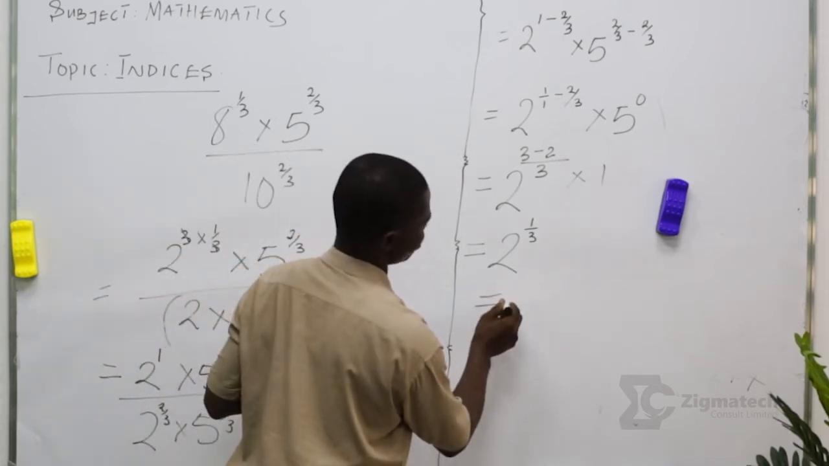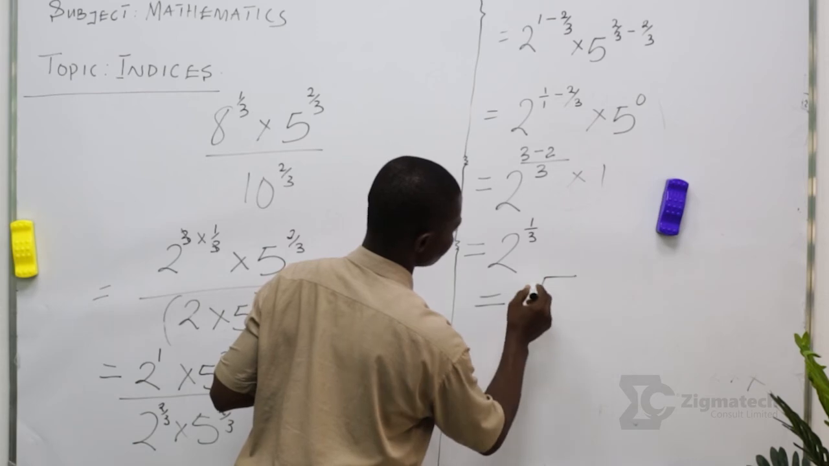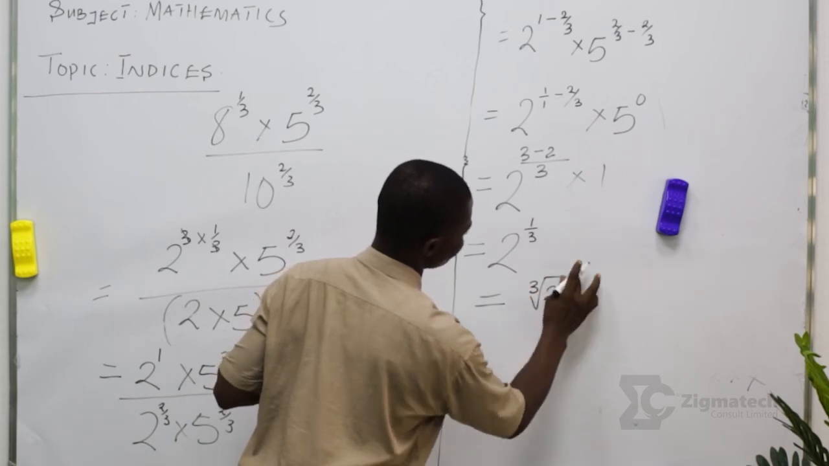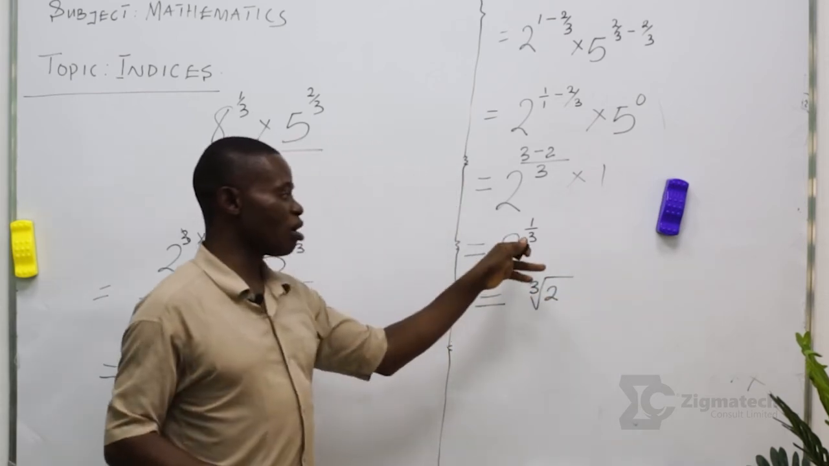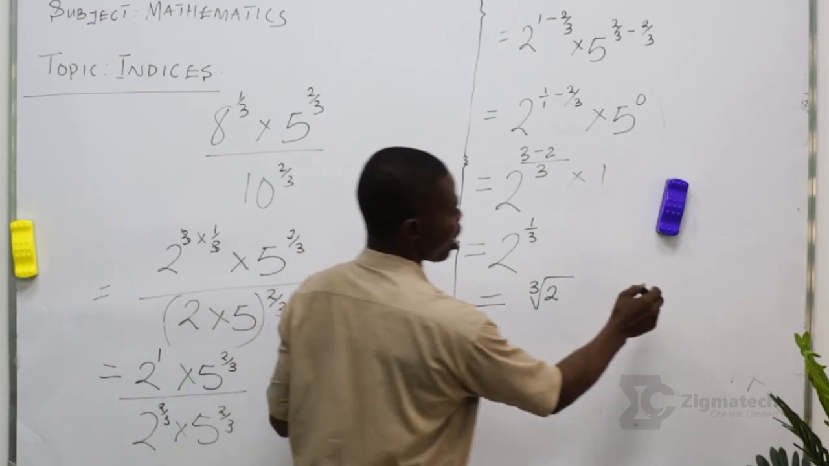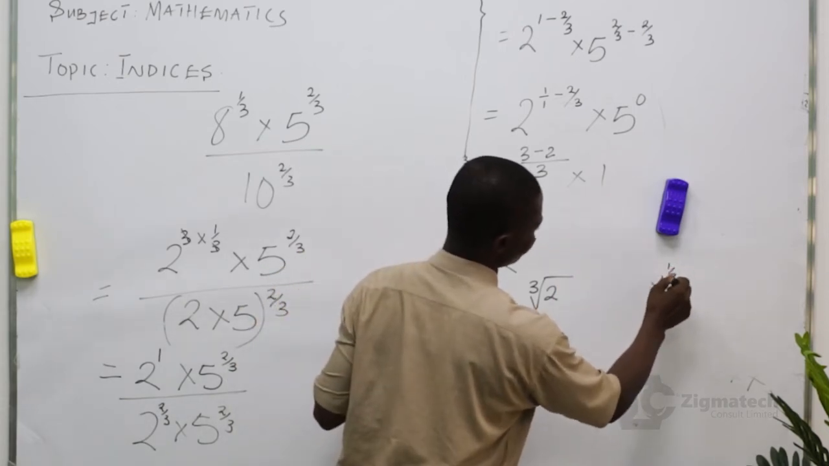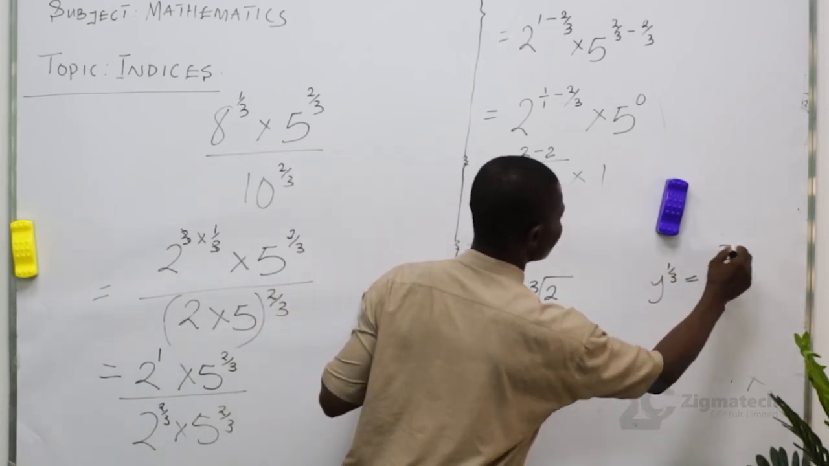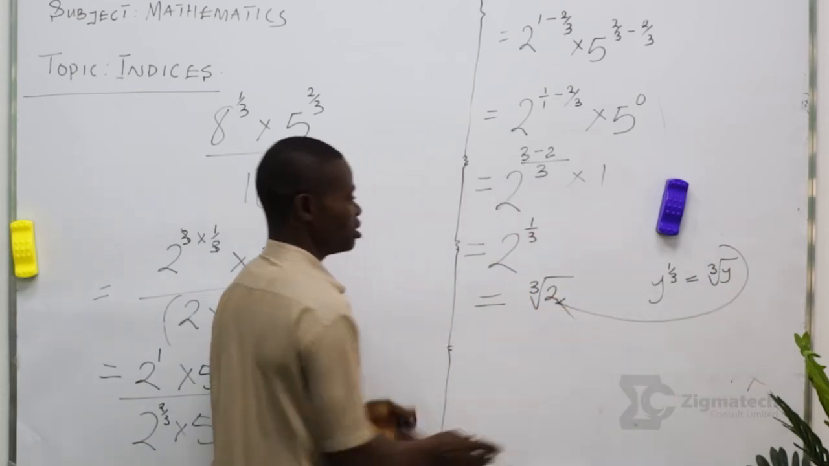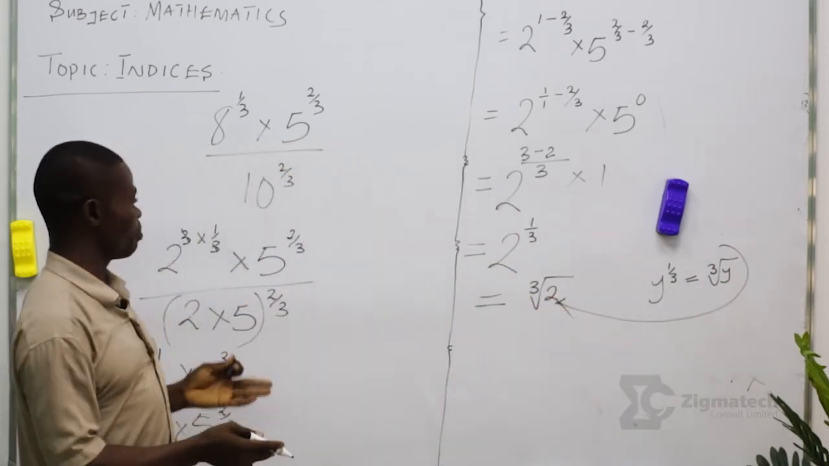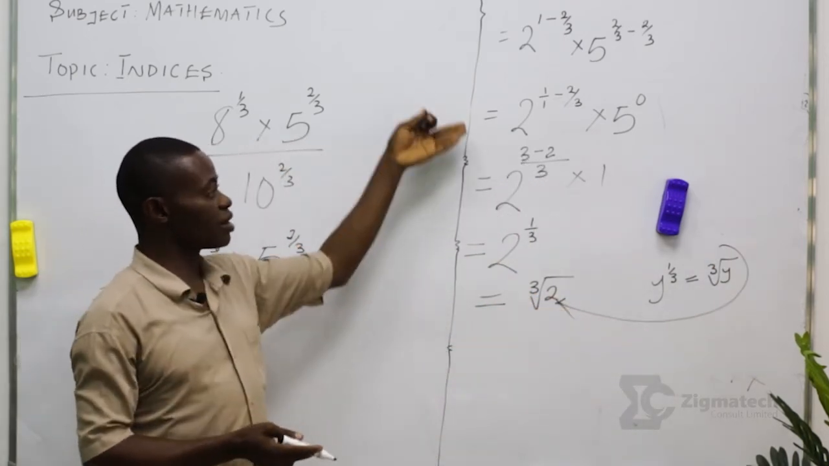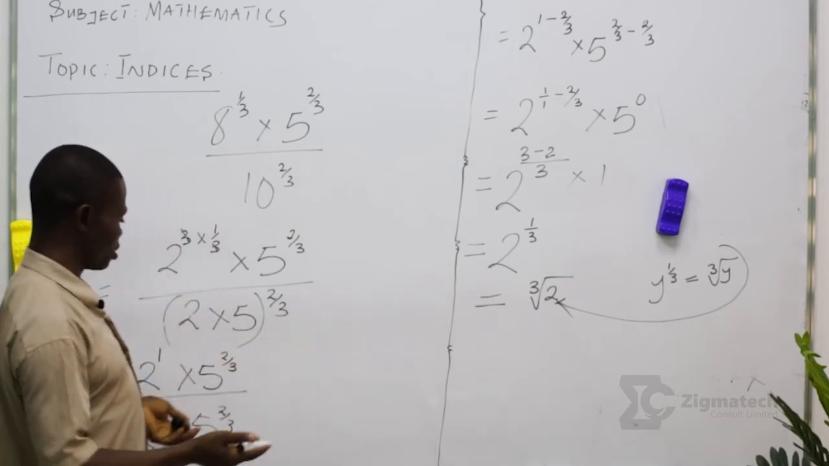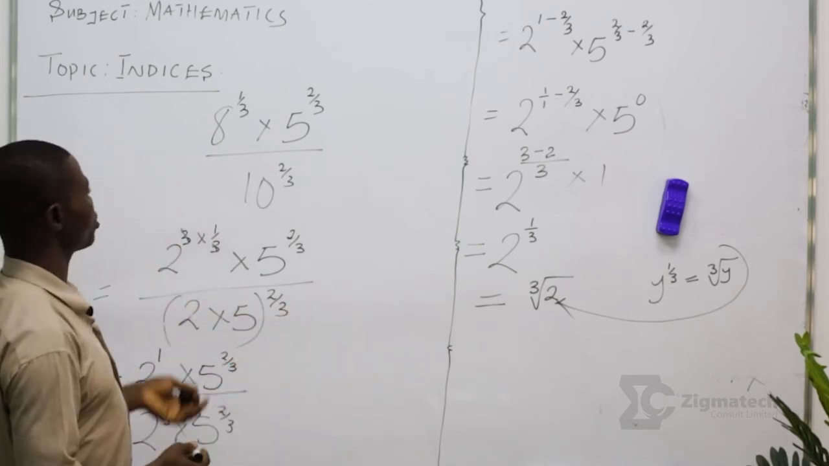Our solution equals the cube root of 2. Recall the law of indices that when you have y raised to the power 1 over 3, it equals what? The cube root of y. It is implied here. It's as simple as ABC. This is just the application part of the indices. You are trying to apply the laws and see how the laws can be effective when you are solving.